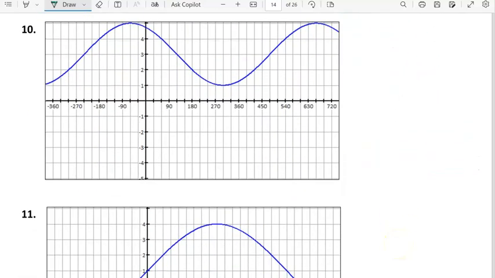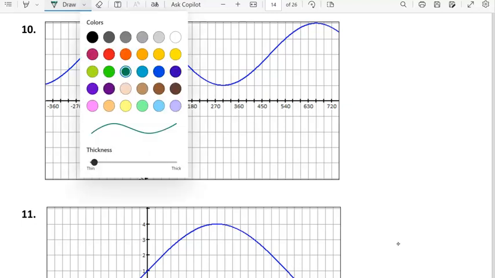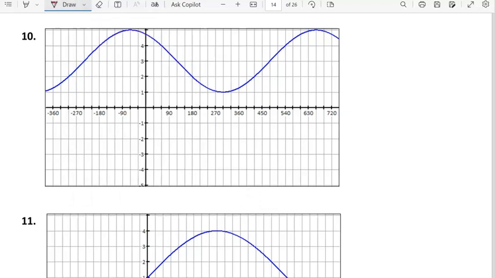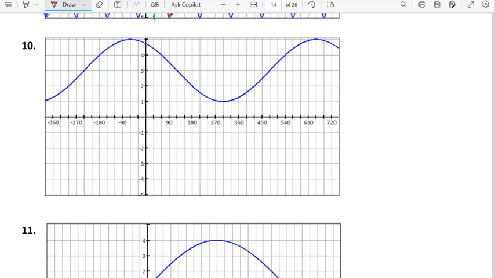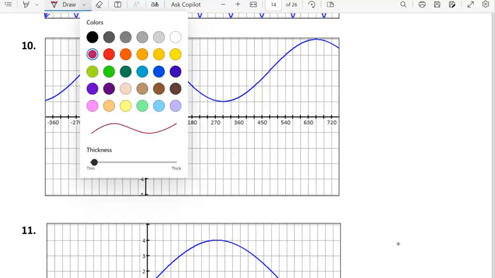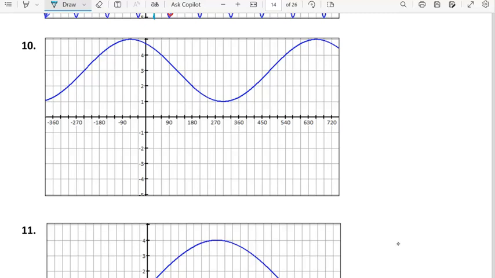Now let's take a look at 10. For 10, one of the very first things I'm going to do is locate that new origin. I'm going to decide here that this ought to be a cosine graph. Whether this is a cosine or not, our middle y value is right here, so that means our new origin has a y value of 3.